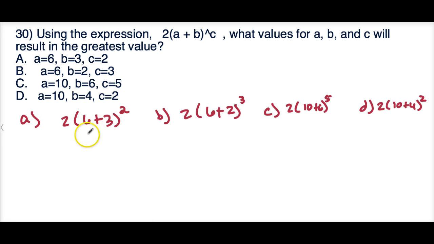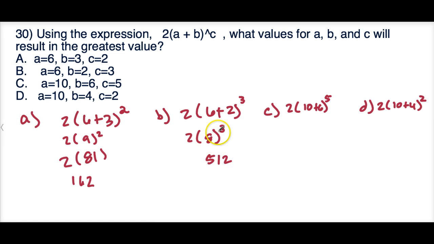I'm going to start with the parentheses. So this is going to be 2 times 9 to the second power. 9 to the second power, so that's parentheses. Exponent goes next. 9 to the second power is 81 times 2. And that's 162. So for this one, we have 2 times the quantity of 8 to the third power. And 8 to the third power is 512.